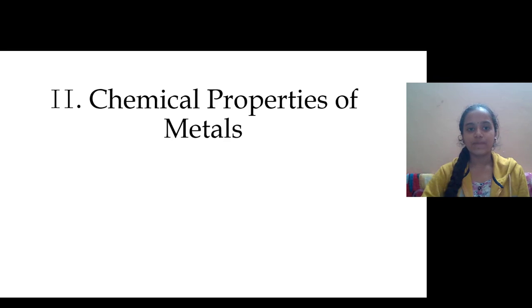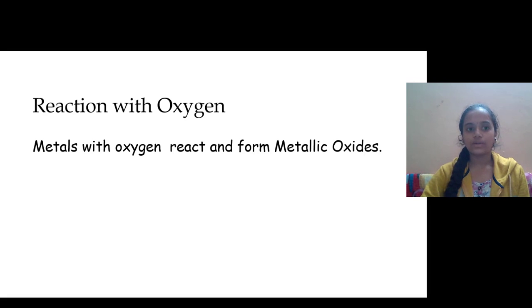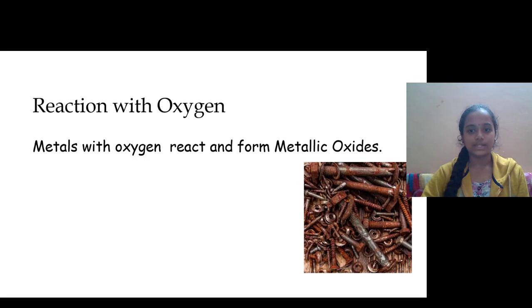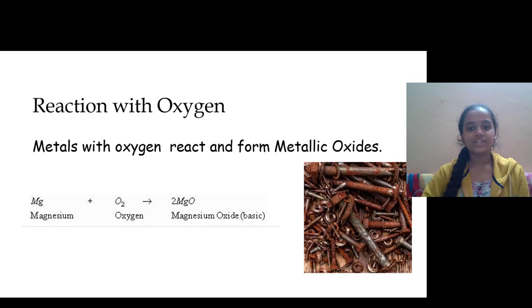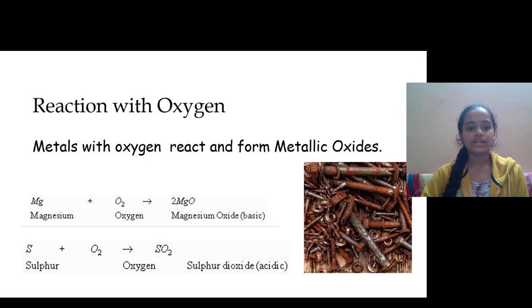Chemical properties of metals: reaction with oxygen, reaction with water, and reaction with acids. Reaction with oxygen. Metals react with oxygen and form metallic oxides, such as magnesium plus oxygen gives rise to magnesium oxide, which is basic in nature, whereas sulfur, a non-metal, combined with oxygen gives rise to sulfur dioxide, which is acidic in nature.